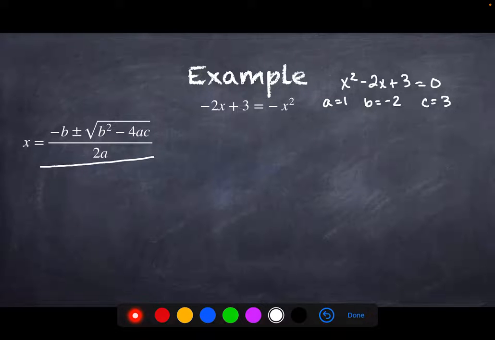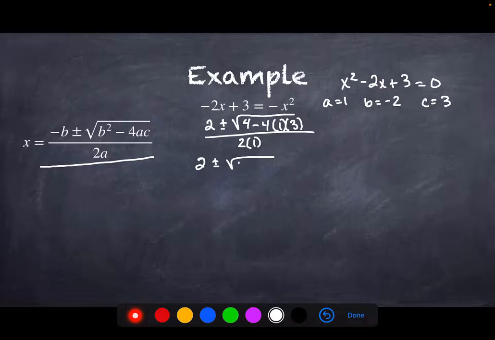So coming over here to plug in, negative b becomes 2 plus or minus square root. Negative 2 squared is 4. Be careful if you use your calculator here and type in negative 2 squared, it's going to tell you it's negative 4. You need parentheses around the negative 2 to show it's actually 4. Minus 4 times a, which is 1, times c, which is 3, all over 2 times a. So let's simplify. Now it's going to be 2 plus or minus square root of 4 minus 12 over 2, which becomes 2 plus or minus square root of negative 8 over 2.